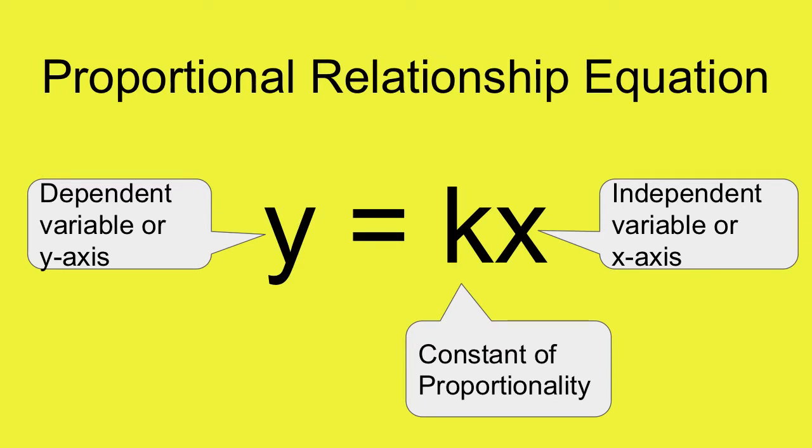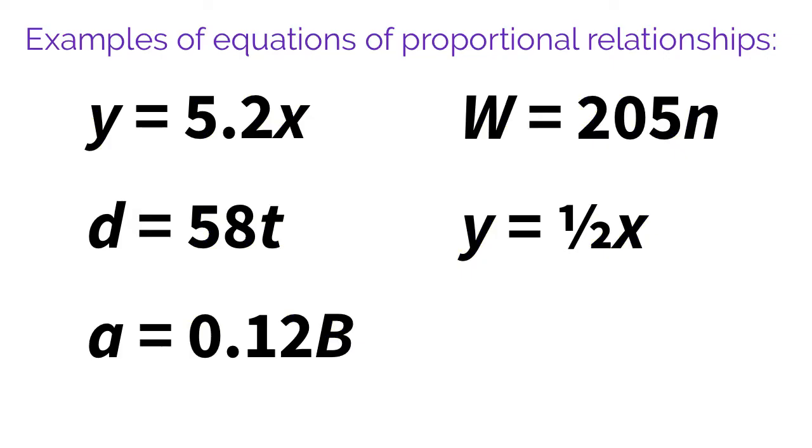Alright, so first we have to look at what is a proportional relationship equation. It looks like this. It has this classic setup of y equals kx, and y is going to be the independent variable, x is going to be the dependent variable, and k is going to be the constant of proportionality.